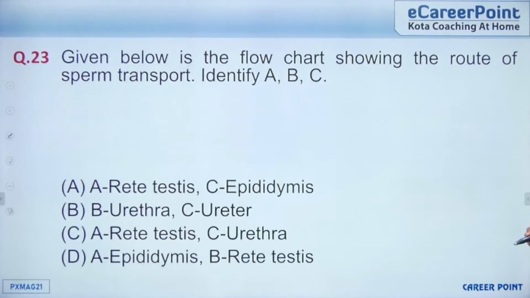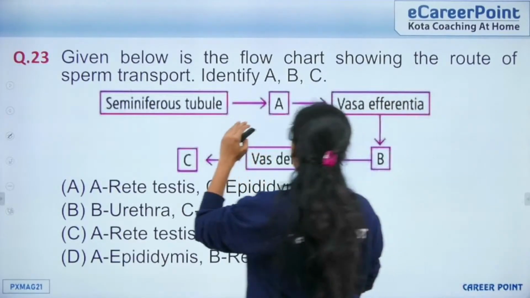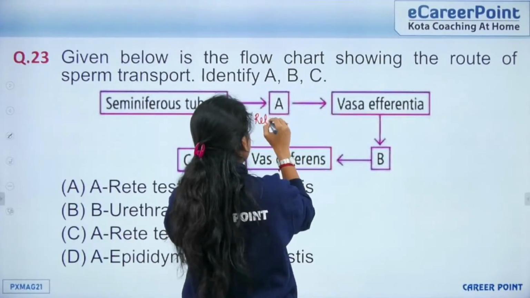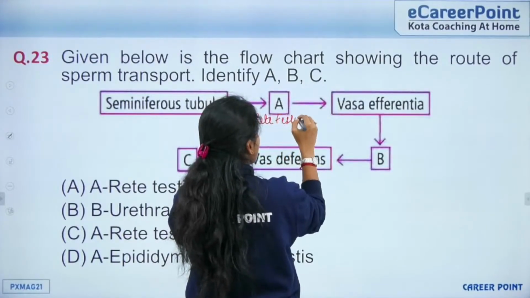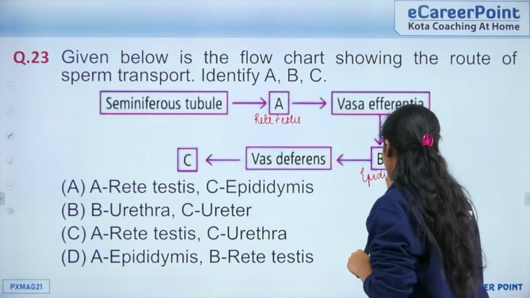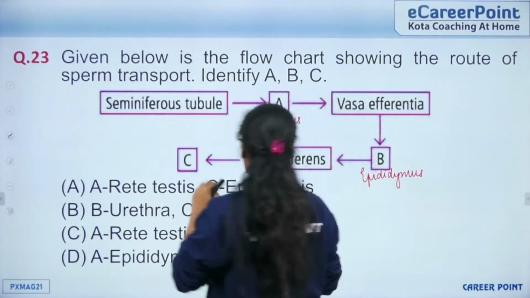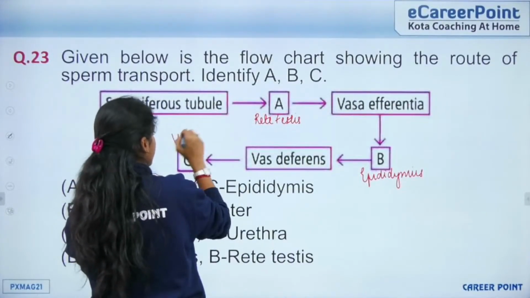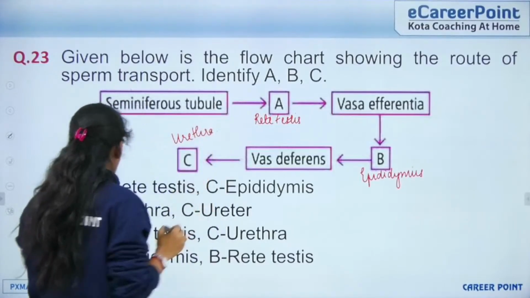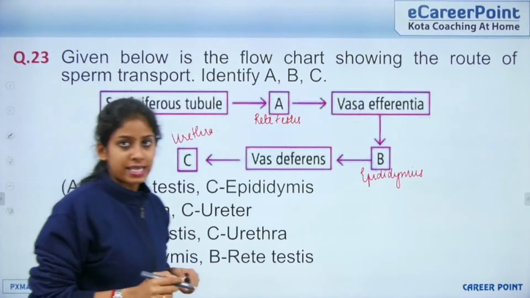Given below is a flow chart and you have to identify the route of the sperm transport. So seminiferous tubules, then it comes to rete testis, then to vasa efferentia. Then you have the epididymis, vas deferens, right? And finally, it comes through the urethra. So now, which is matching with the answer? This one. So it is option C, right?